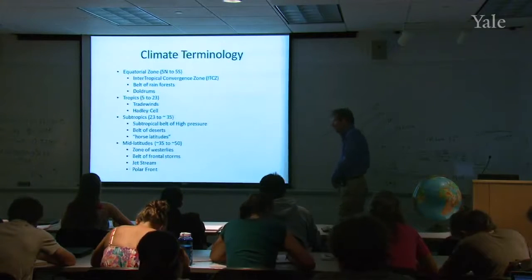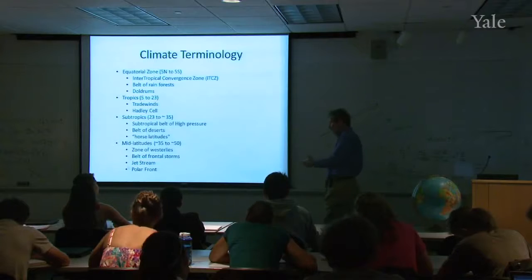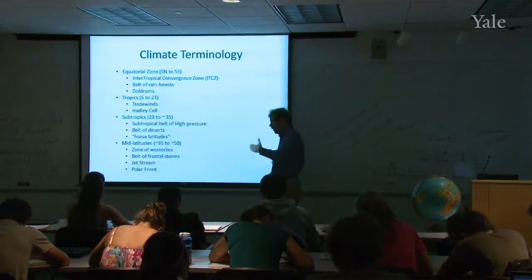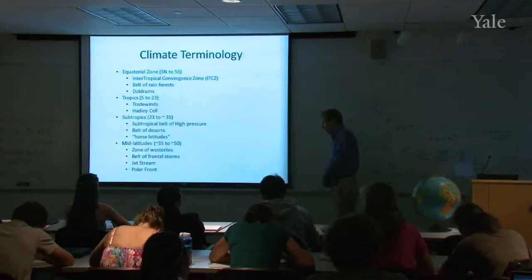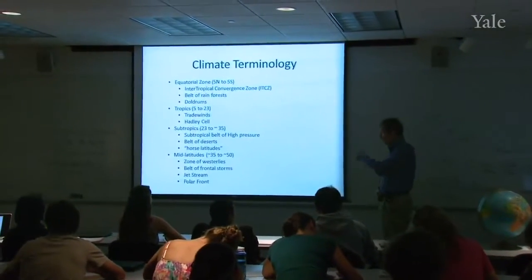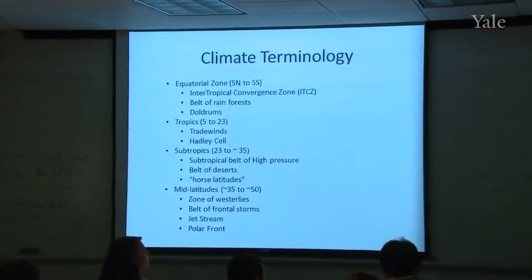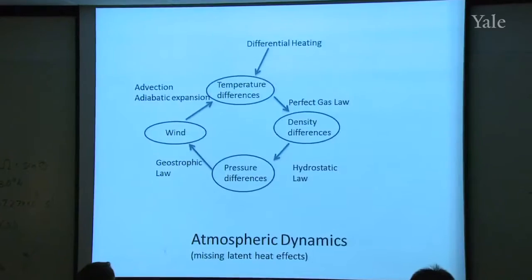The jet stream is here, and the so-called polar front, which is a boundary between colder air to the north and warmer air to the south in the northern hemisphere, is found in the mid-latitude zone. So these are all really important terms. Are there any questions on them? Okay.